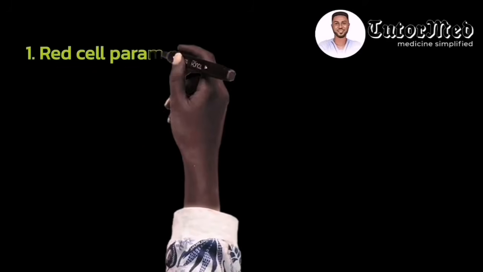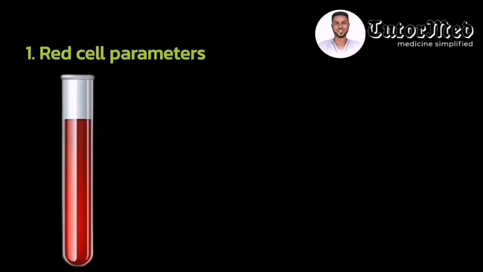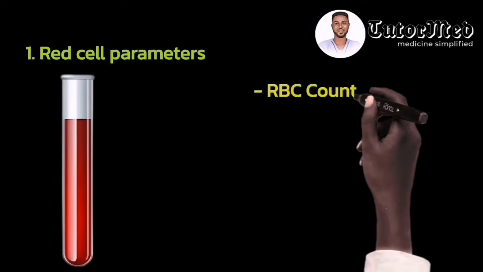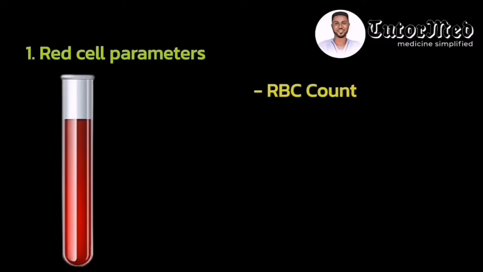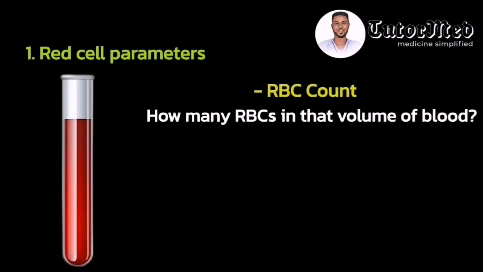And so what does the analyzer tell us about the red blood cells? Remember we said the analyzer takes a small volume of the sample we took and analyzes it? The analysis of that representative sample gives a reflection of the patient's entire blood. So the first thing the analyzer tells us about the red blood cell is the red blood cell count. It tells us how many red blood cells there are in that volume.